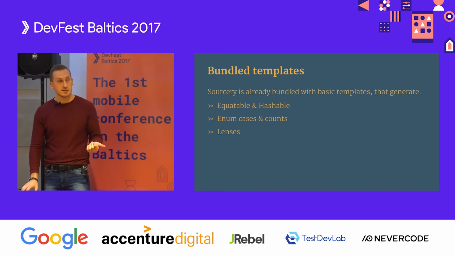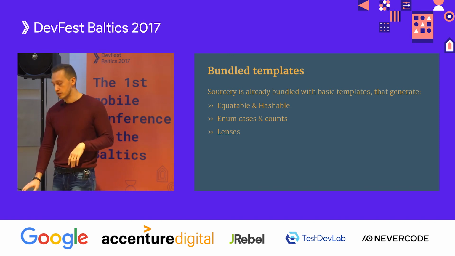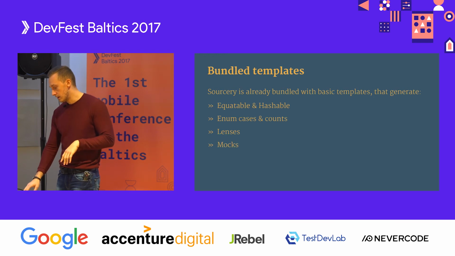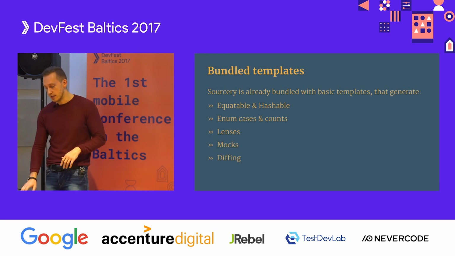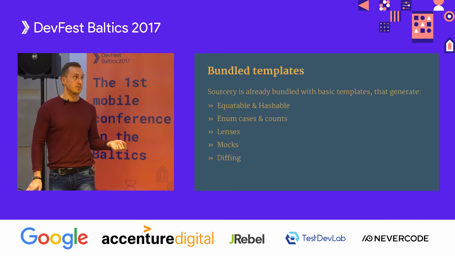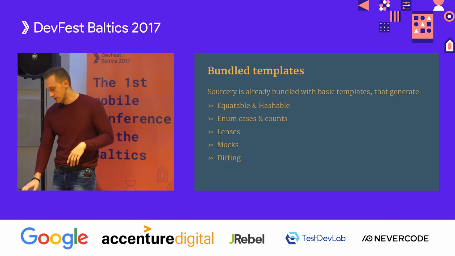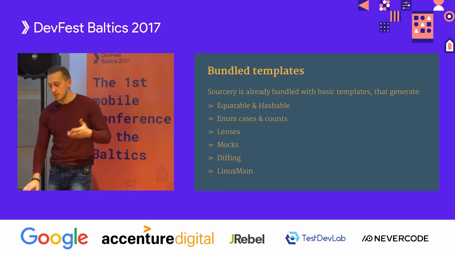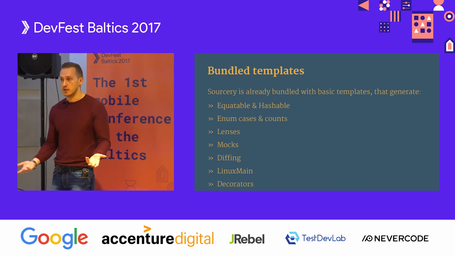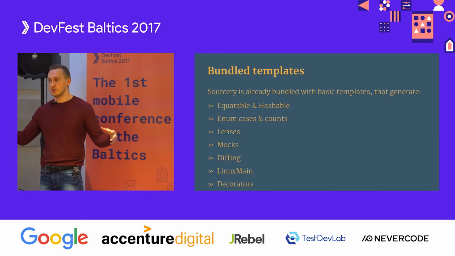You can generate lenses if you like to use functional composition, which is very powerful. You can generate mocks and stubs for your tests. You can implement property level diffing, which I'm going to show you in a second. You can implement Linux main if your project works on multiple platforms, and you can implement decorators. And that's just some of the bundled templates.